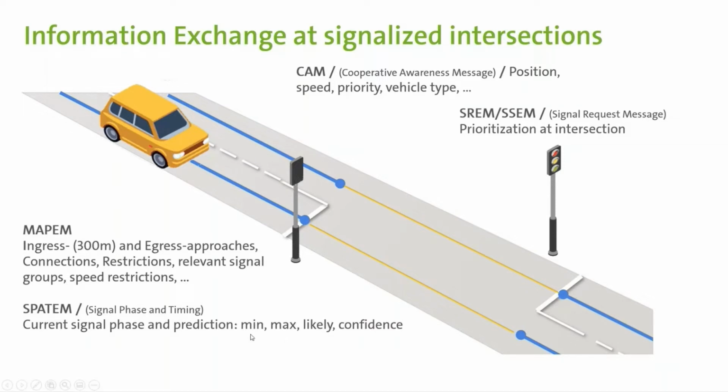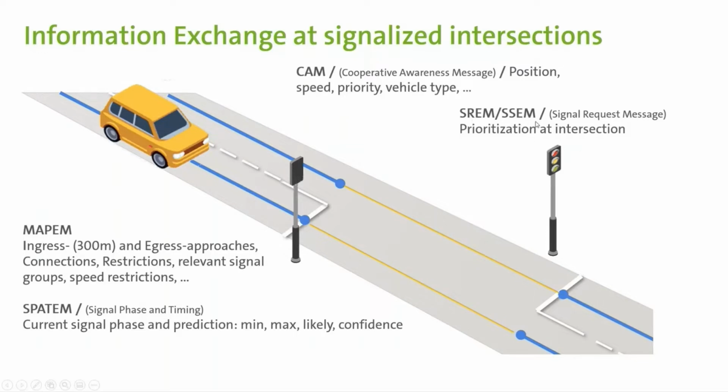One is the min value, so the min time when the current signal phase can be aborted; max is the maximum; and likely, which is directly the prediction. And of course, a confidence value just to make sure that you know how good your likely time will be. Next to that, there are some new messages here.